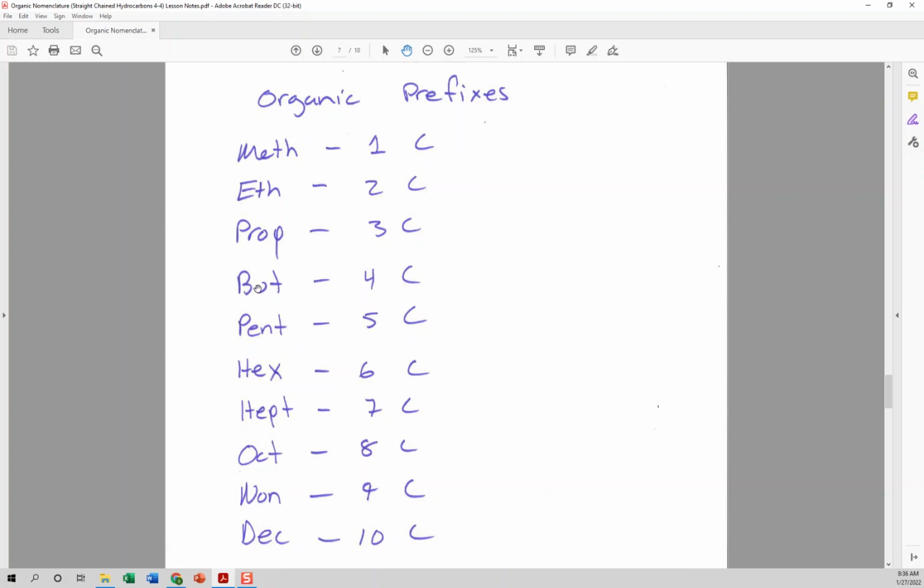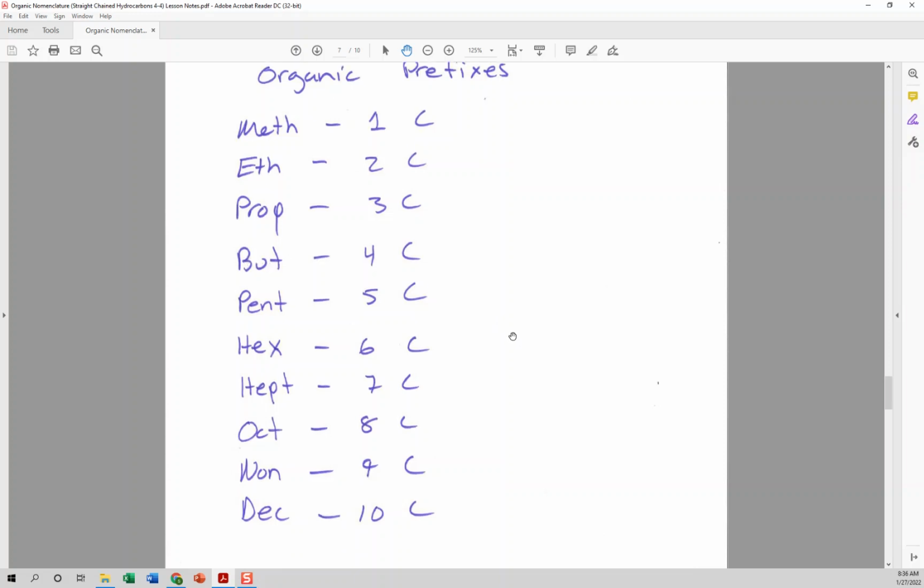Okay? And then how do we figure out the number of hydrogens? Well, it depends on if it's an alkane, alkene, or an alkyne. We take the number of carbons, multiply by 2, and add 2 if it's an alkane. We take the number of carbons and multiply by 2, and that's it for the number of hydrogens, if it's an alkene. And if it's an alkyne, we take the number of carbons, multiply by 2, and then subtract 2 to get the number of hydrogens. And that's how we do it.